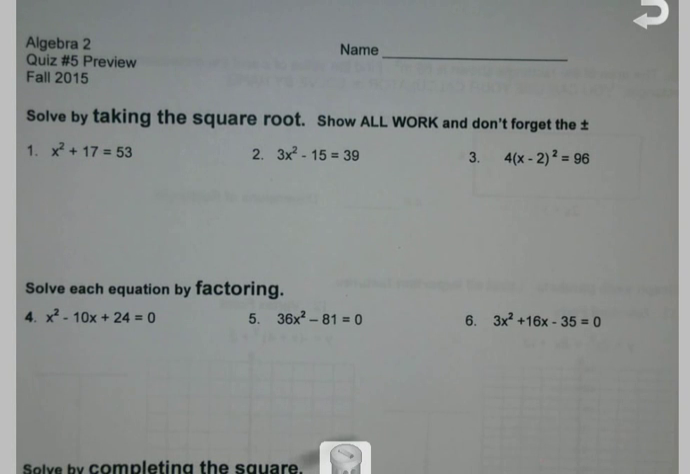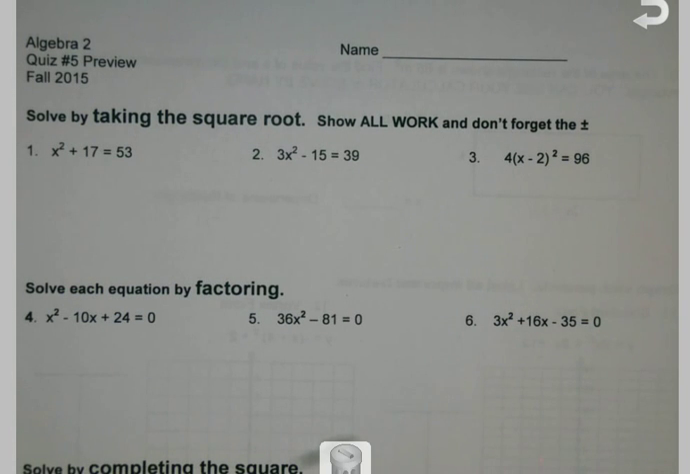So, all right, quiz 5 preview. Lots of things to take care of here, so we'll jump on in. Okay, first part, solve by taking the square root. Notice how we've kind of put a little importance here. The lettering's a little bigger. Okay, show all work, and don't forget the plus minus.